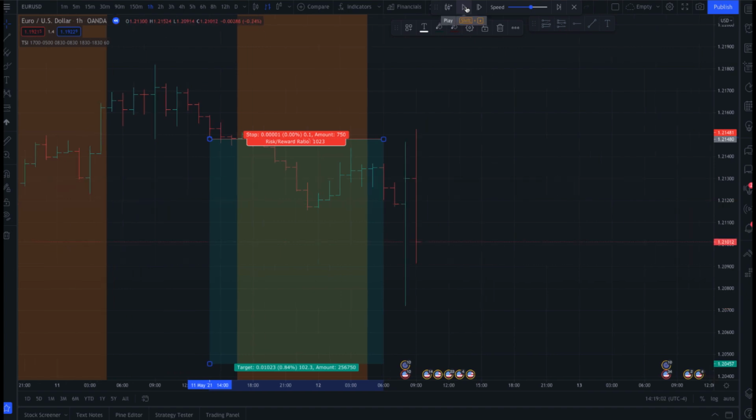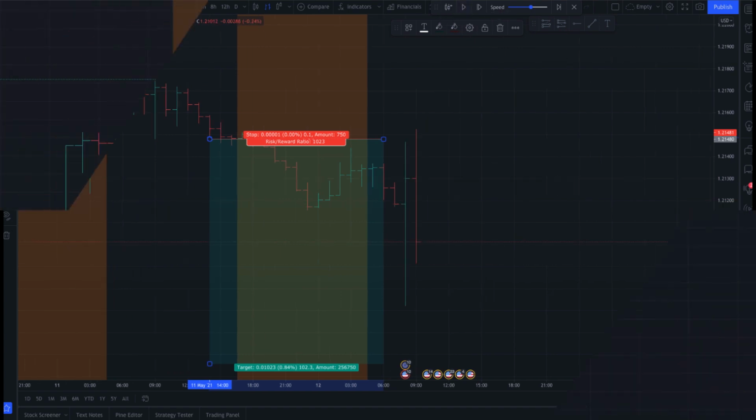And this one got stopped out at break even, which we will consider a win for our test. Let's do one more example. We have the daily open here. We are looking to take trades in the direction of the daily open, which is this level here.